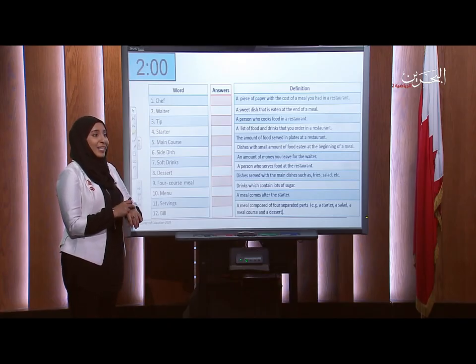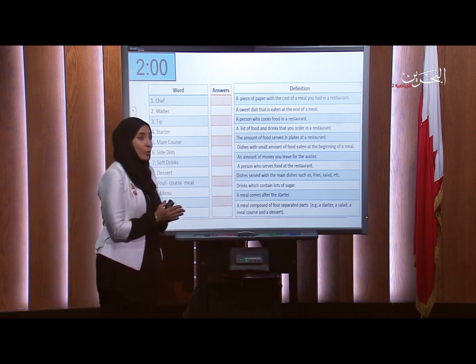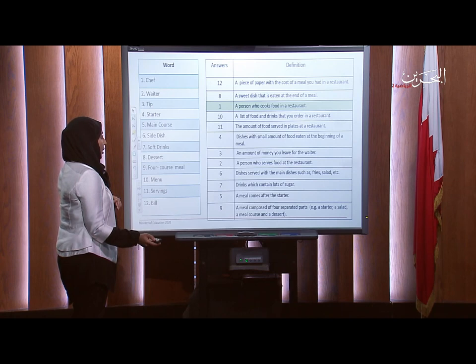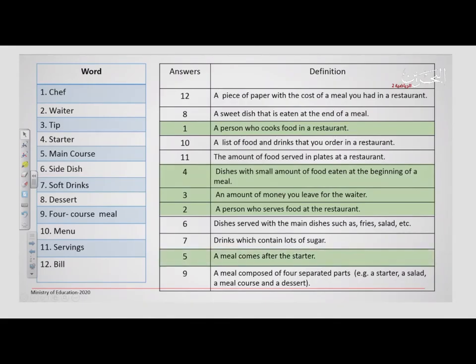Time is up. I'm expecting by that you read and you reordered the definition based on the numbers. Let's check your answers now. I'll be presenting the answers accordingly. So 1, 2, 3. Please make sure you check your answers.